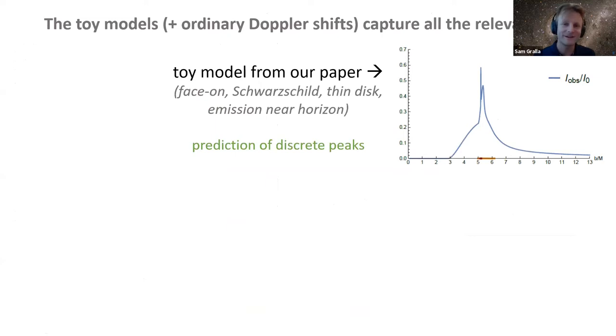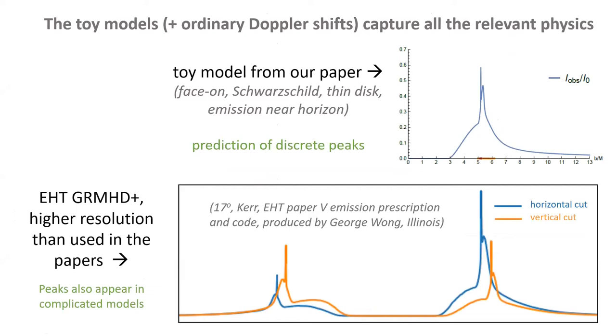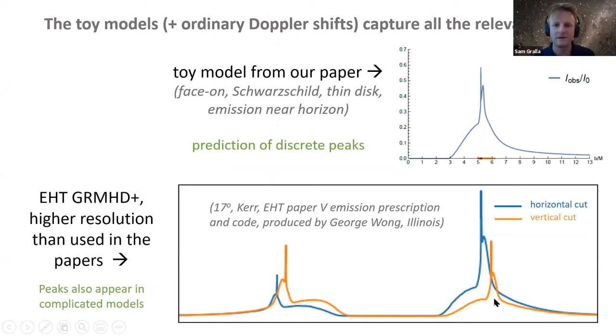And then actually a few weeks later, maybe less, a couple weeks after we uploaded our paper, I got an email from people in EHT. This was Yami's group, and his student, now postdoc George Wong, had ray traced the same models in their paper, just at higher resolution, and made cross sections and it looked identical to what we had predicted with these simple heuristics and ray tracing toy models.